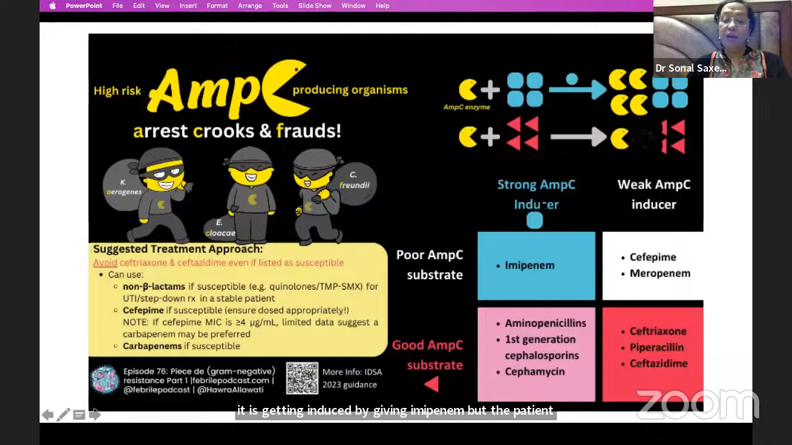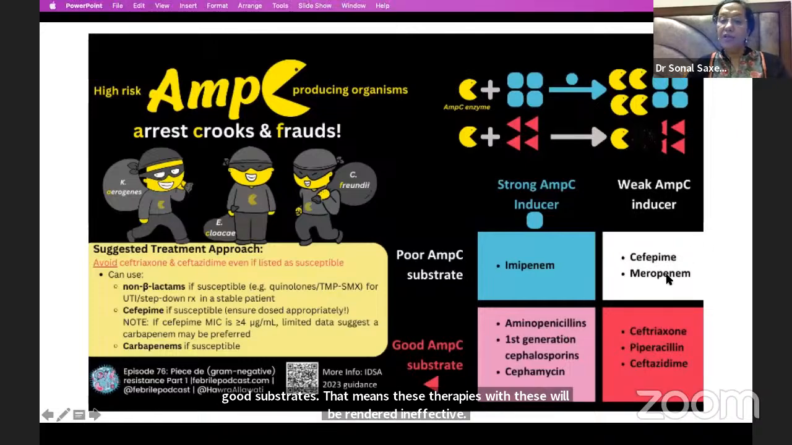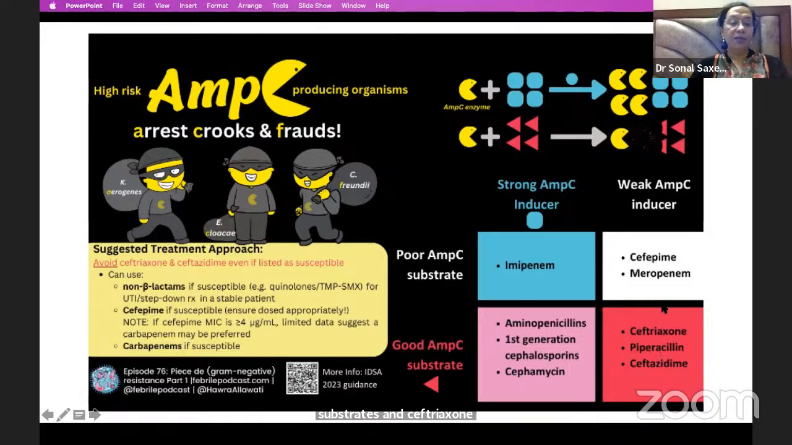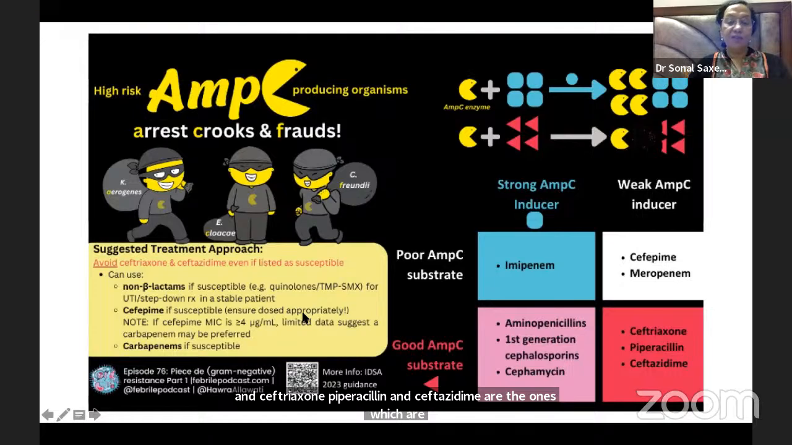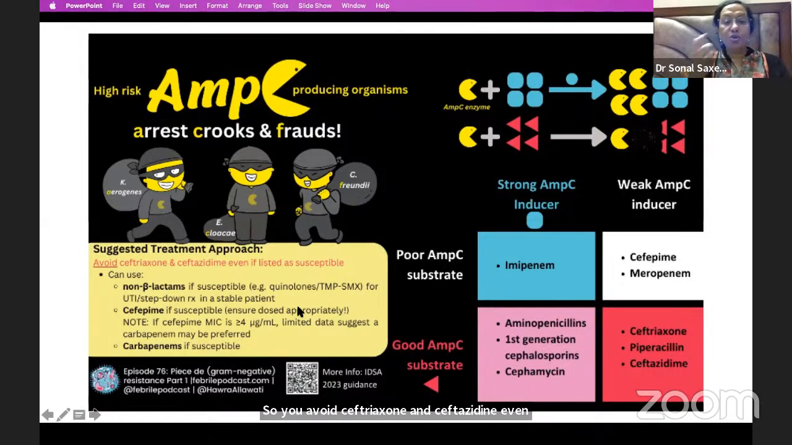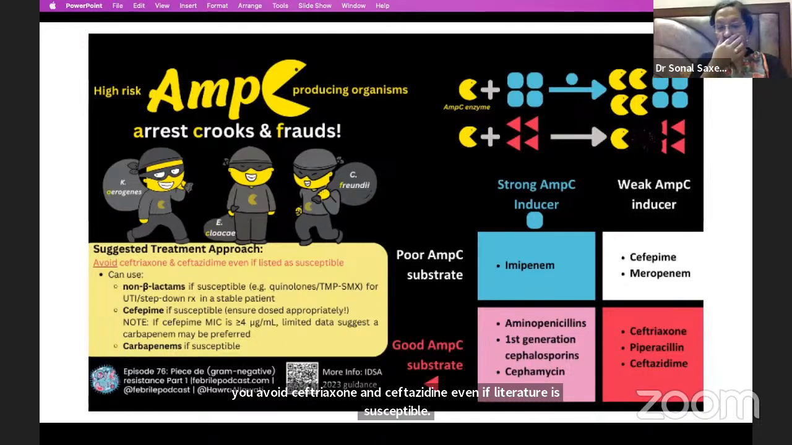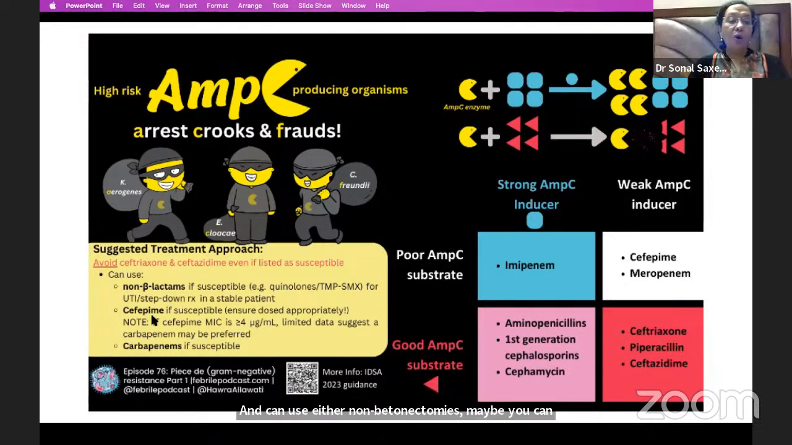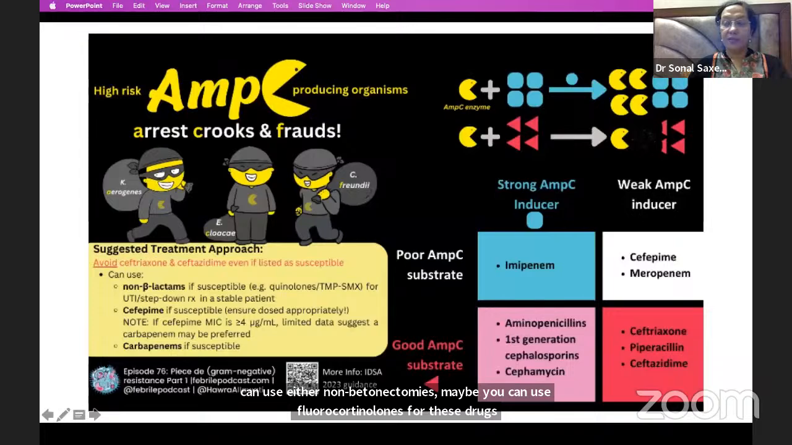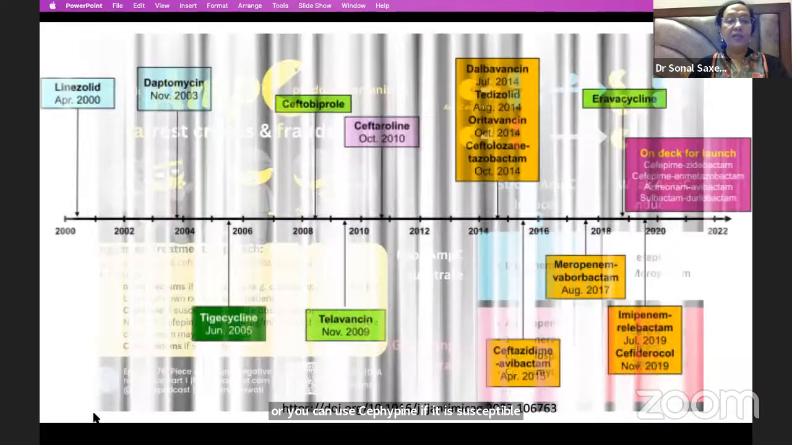On the other hand, you may have a strong inducer and good substrates. That means these therapies will be rendered ineffective. Cefepime and meropenem are weak inducers as well as poor substrates. And ceftriaxone, piperacillin, and ceftazidime are the ones which are strong inducers. So you avoid ceftriaxone and ceftazidime even if they are susceptible, and can use either non-beta-lactam drugs, maybe fluoroquinolones, or you can use cefepime if it is susceptible, or carbapenem if it is susceptible.